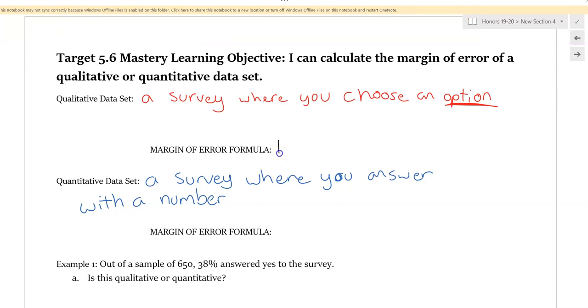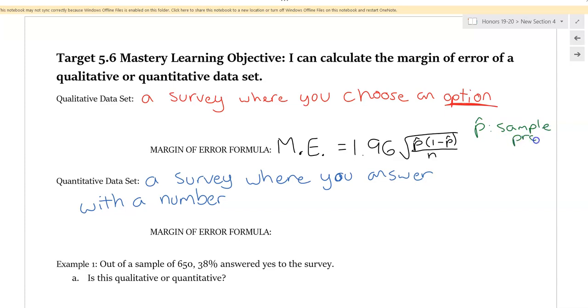The formula for a margin of error, we'll say ME, equals 1.96 times the square root of p hat times 1 minus p hat, all over n. I'll explain what these things mean. P hat is your sample proportion, so the percentage of people that answered whatever one way you're looking for. And n is your sample size. So you have a sample proportion and a sample size.